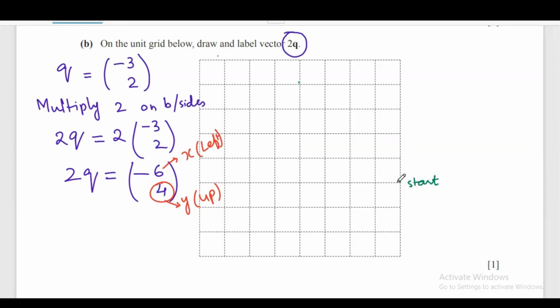Now I'm going to count 6 units left side of the x-axis: 1, 2, 3, 4, 5, and 6 units. Then 4 units upward. So 1, 2, 3, and 4. This point is my ending point here. Now join the starting and end point with a straight line.